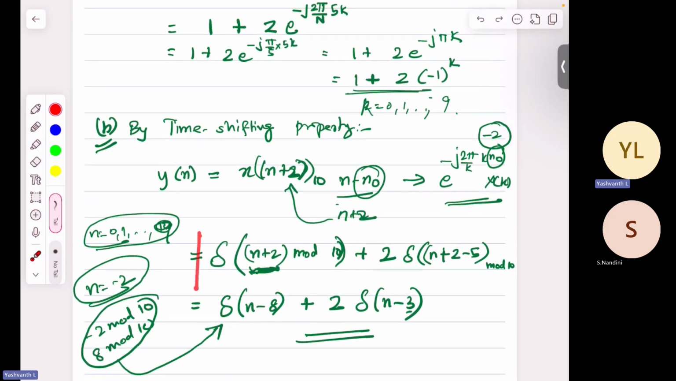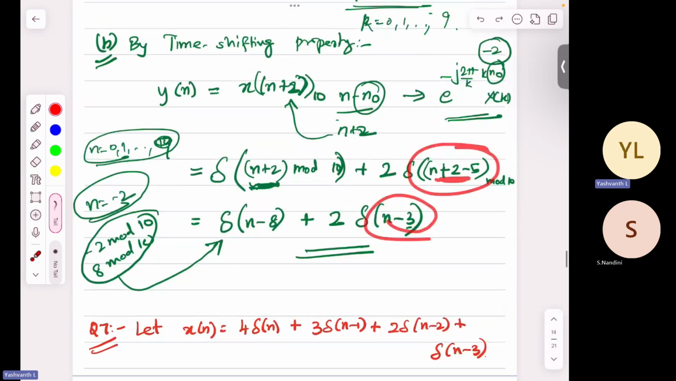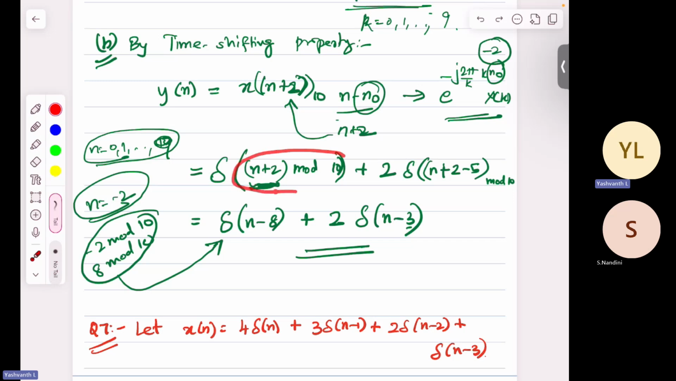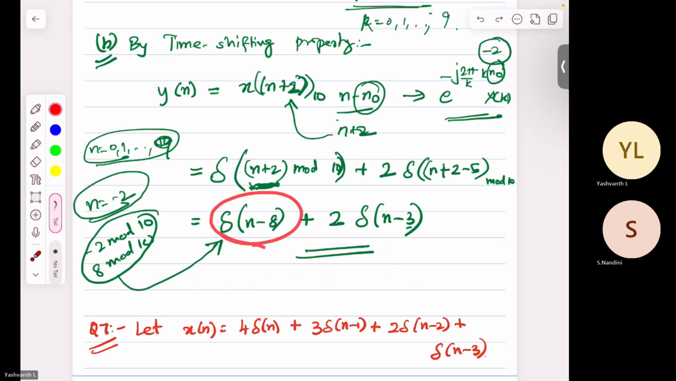Okay, this one is just this much. The second step is clear, right? So that is nothing but delta of n minus 3, over n equal to 0 to 9. Now, n plus 2 mod 10 is the same as n minus 8. There is no doubt with that, because essentially you can always write n plus 2 minus 10 mod 10. Both are the same, since this is a property of mod. So that is nothing but delta of n minus 8.